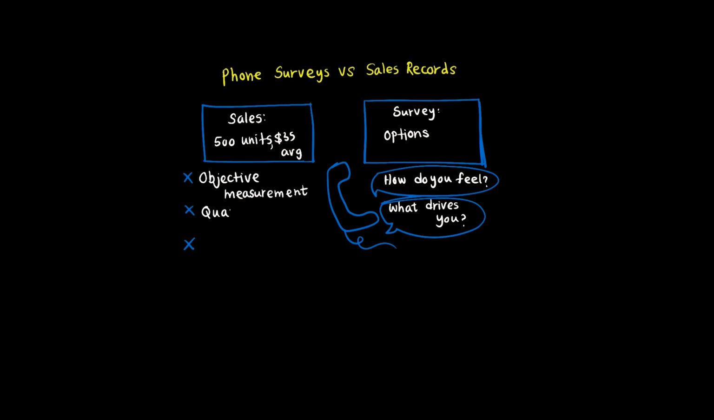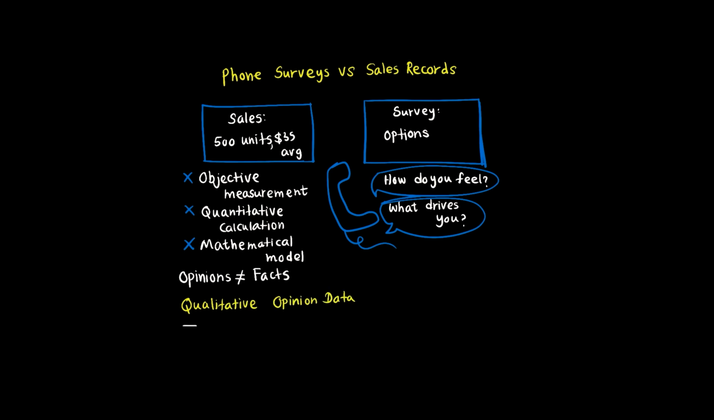It's not quantitative calculation data. You can't meaningfully multiply opinions. It's not mathematical model data. Phone surveys produce qualitative opinion data. Subjective thoughts, feelings, and perspectives that reveal the human experience behind numbers. Both types are valuable but fundamentally different in nature.